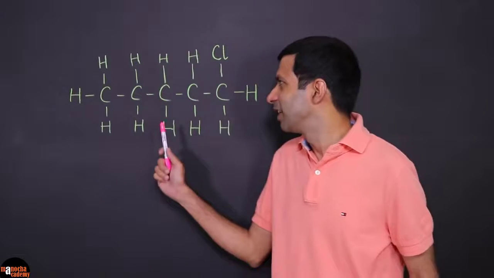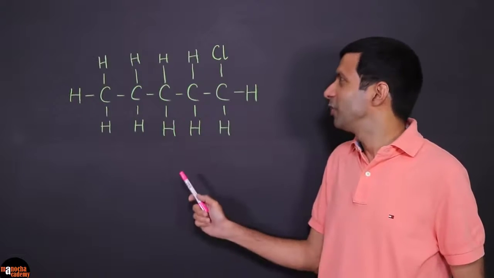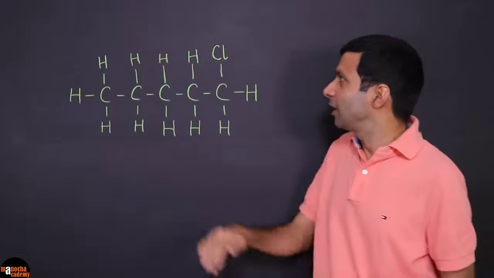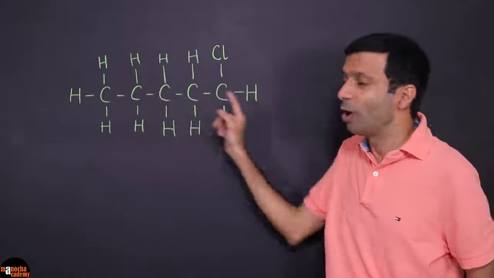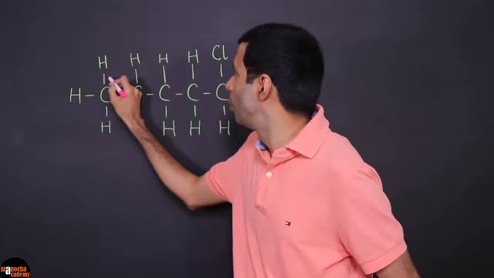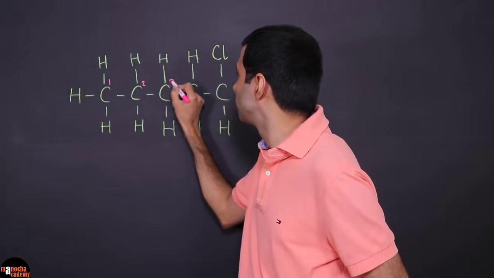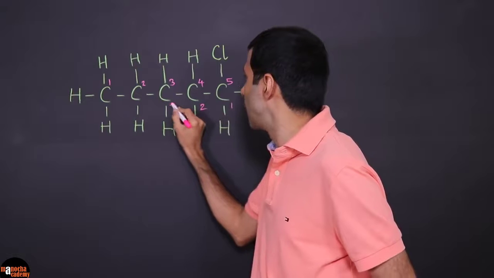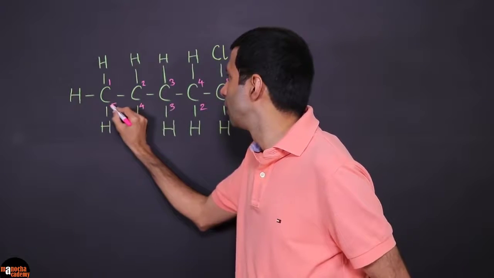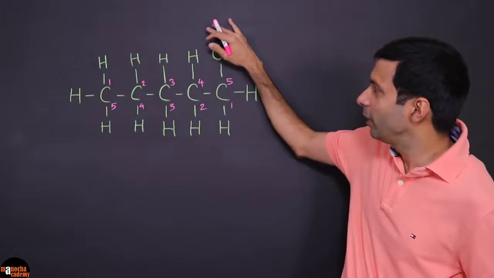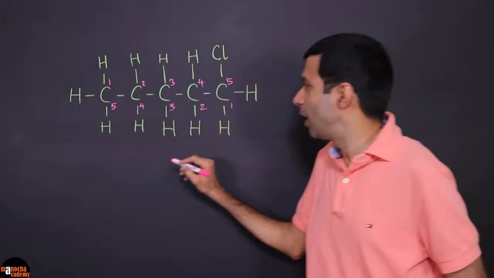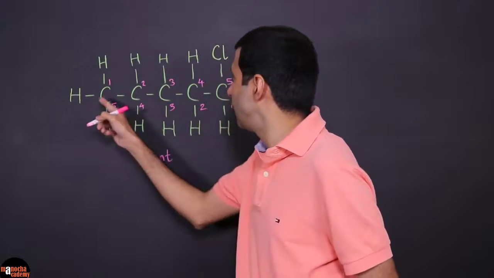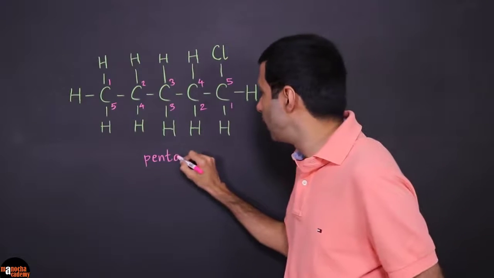Now let's take a look at this compound. What's interesting here is that there is a chlorine in here. But again, first ignore the chlorine and look at the longest continuous carbon chain. So let's go ahead and number it forward and backward. We have 1, 2, 3, 4, 5 carbons, and I'm going to number it backwards also. So if we ignore chlorine, what is the basic name here? It's 5 carbon, so that's a pent. And as you can see, there are only single bonds here, so it's a pentane.